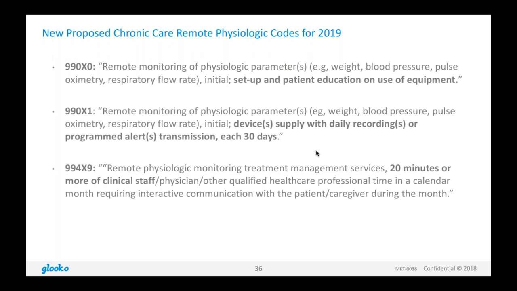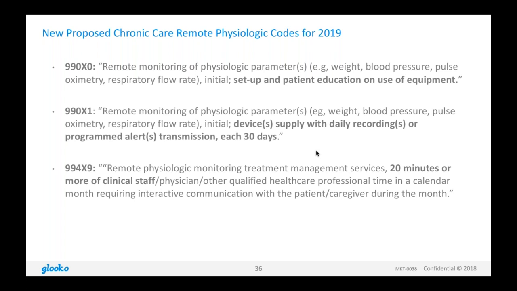990X0, and X is called a placeholder. A number will be dropped in there when these codes are made effective. These three are brand new codes they are proposing, but they do provide additional and needed detailed guidance on how to use remote patient monitoring, so there's less questions and we don't have to scratch our heads. So this first one is remote monitoring of physiological parameters, and glucose monitoring is included in there, initial setup and patient education on use of the equipment.